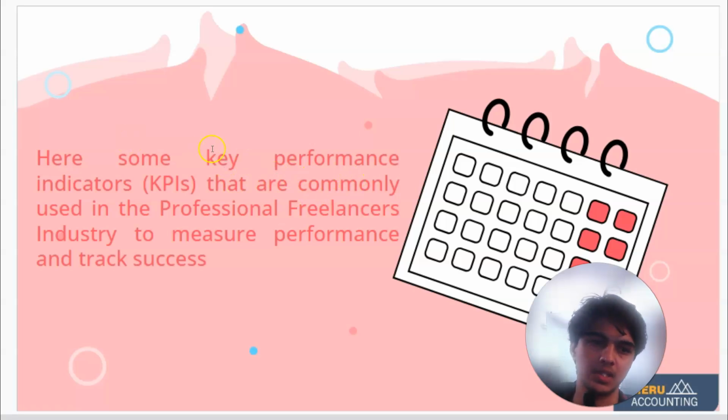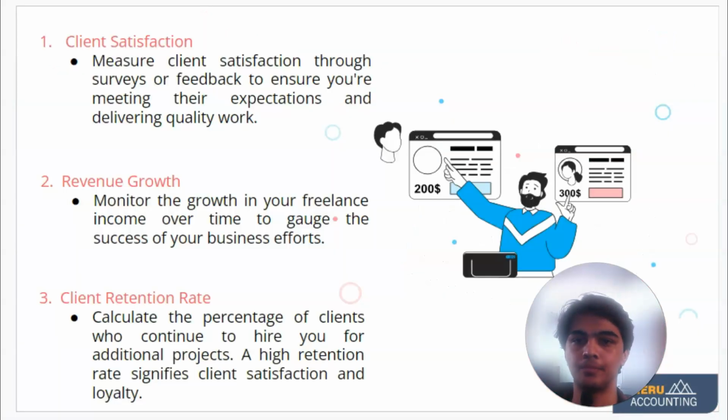So let's touch base on some of the key performance indicators that show the performance and track the success of this industry. Client satisfaction. The first indicator is client satisfaction. This indicator will measure client satisfaction through surveys or feedback, and that will ensure that you are meeting their expectations, delivering on time, and providing quality work to them.